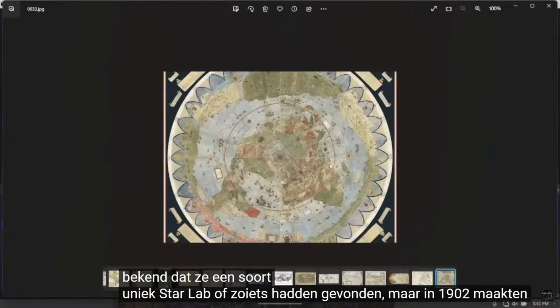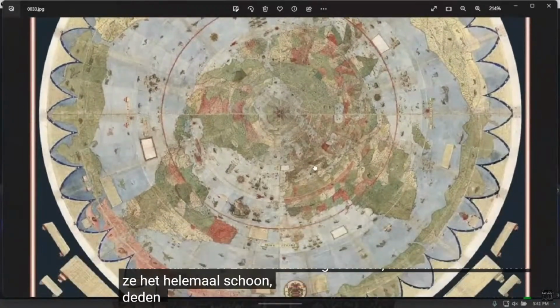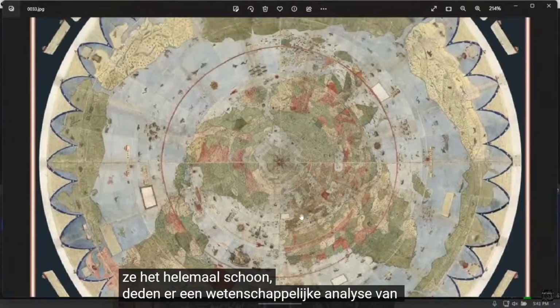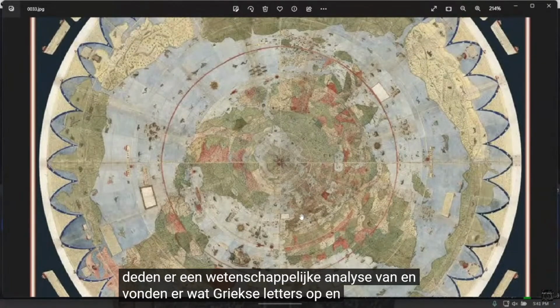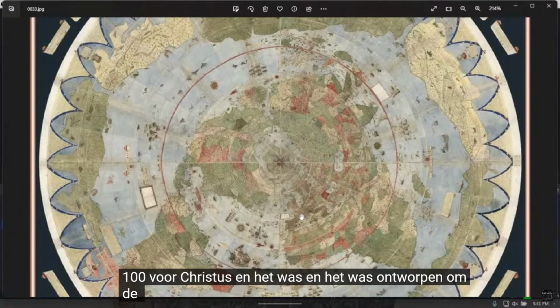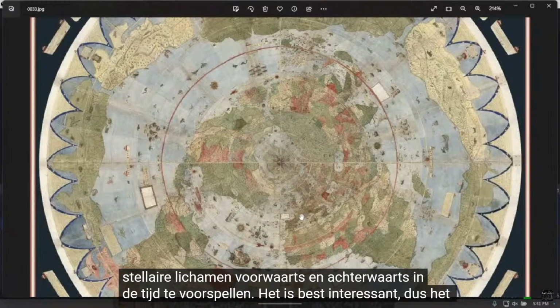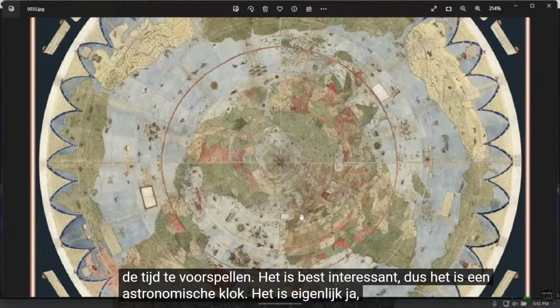But in 1902, they cleaned it all the way up, did a scientific analysis of it, and found some Greek lettering on it, and they realized, okay, this is about 100 BC, and it was designed to predict the motion of stellar bodies forward and backward in time. It's pretty interesting. So it's an astronomical clock. That's basically what it is.